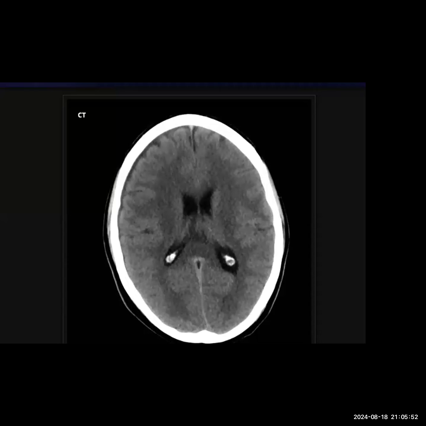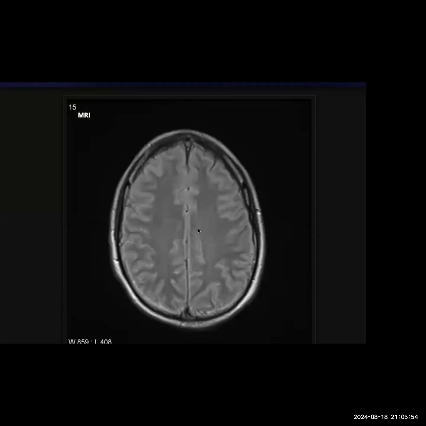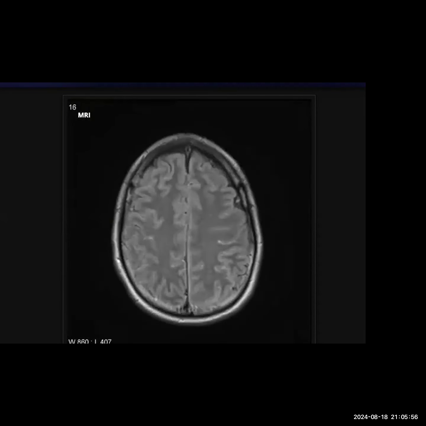You can leave the mouse. This was the MRI done after 2 days. Which sequence do you want? T2 would be nice. And FLAIR. Your time is up. Thank you.